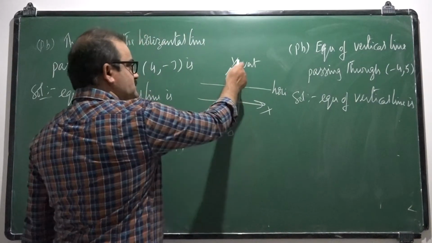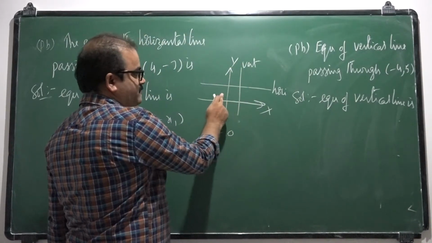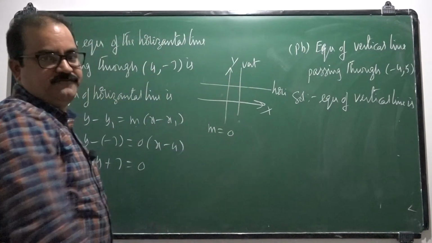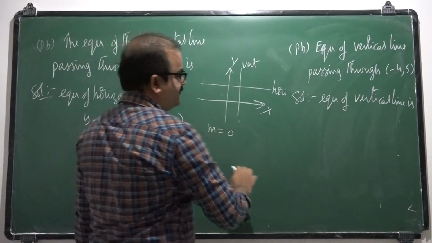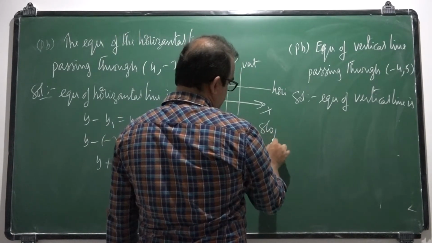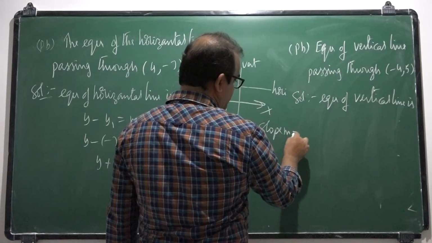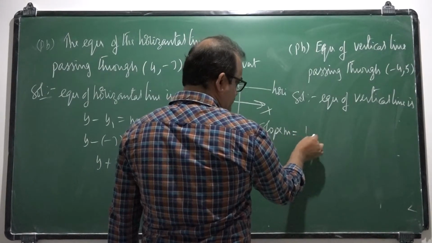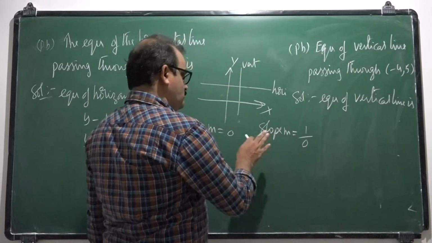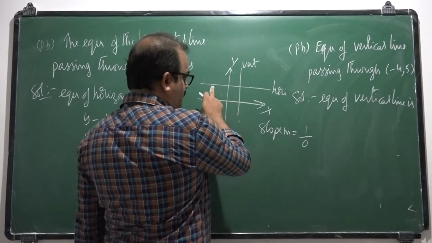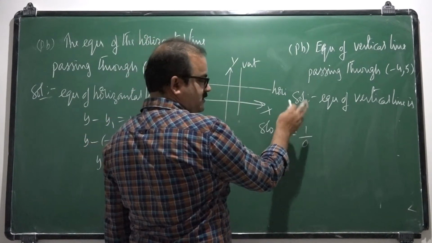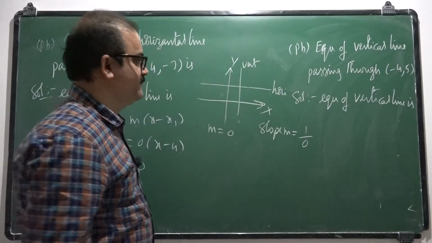See here, this is called vertical line. Vertical line is parallel to y-axis. Slope of vertical line is infinity or not defined. Slope m is equal to infinity, or that is taken as 1 by 0. All of you listen. Slope of horizontal line is always 0. Slope of vertical line is not defined, infinity.